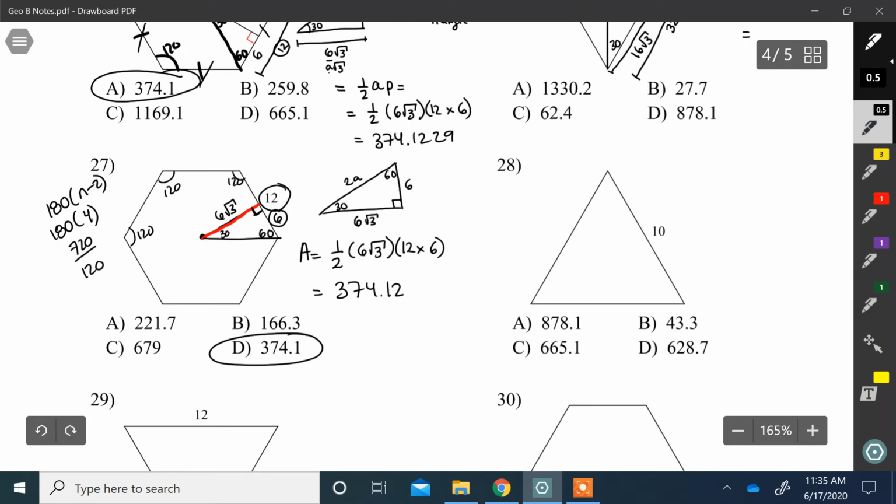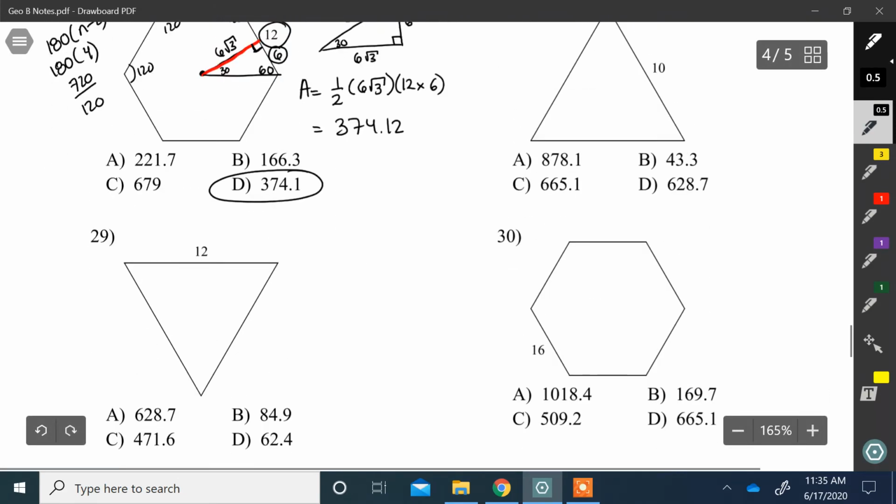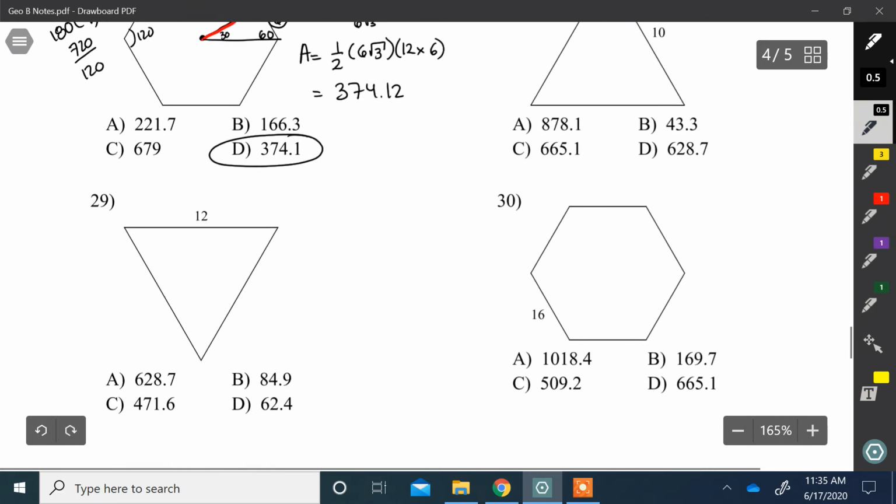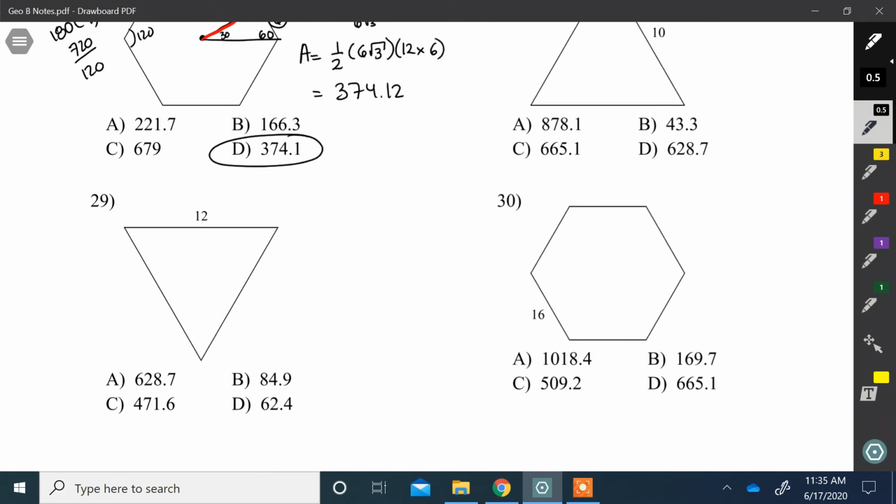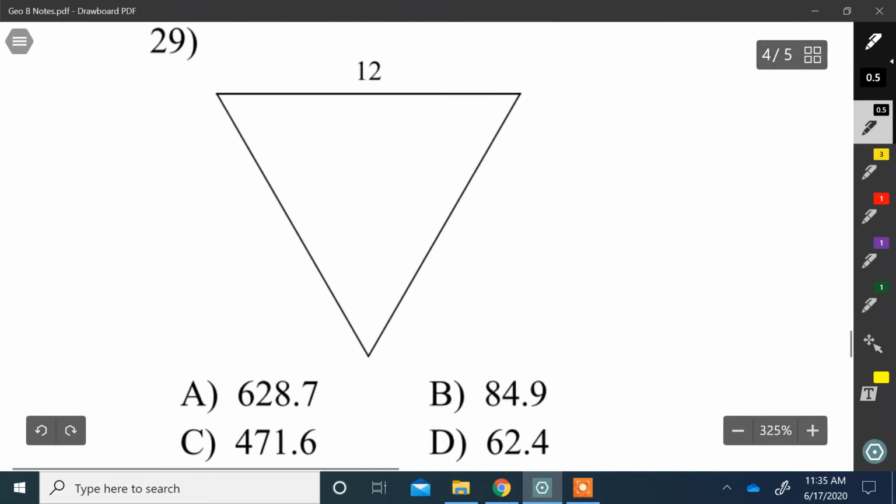I'll have you do number 28. Hopefully you can do that one. Number 28 and number 29 are very similar. So I'll do 29 and see if you can follow what I do and then apply it to 28, okay?